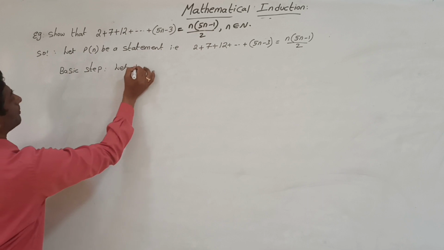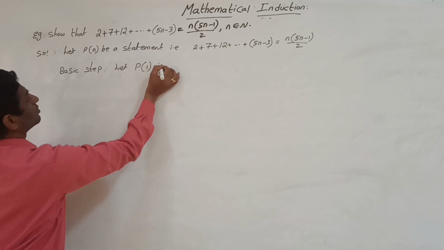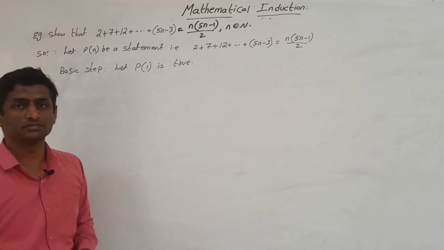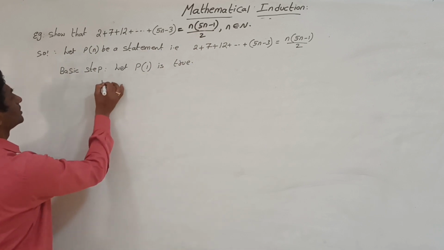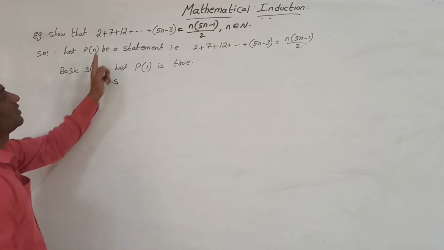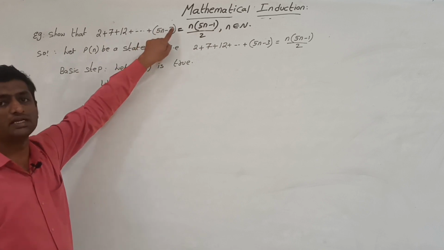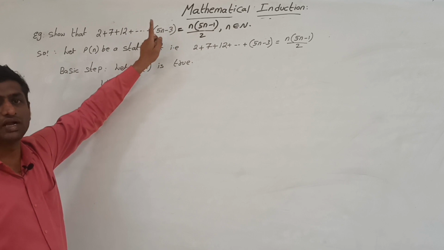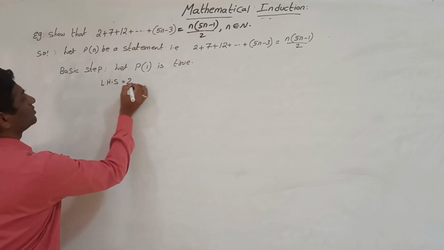Let P of 1 be true, which means we have to check that the given statement is true for one term. What will be the first term of the LHS? 5 into 1 minus 3, which means 5 minus 3. So LHS will be 2.